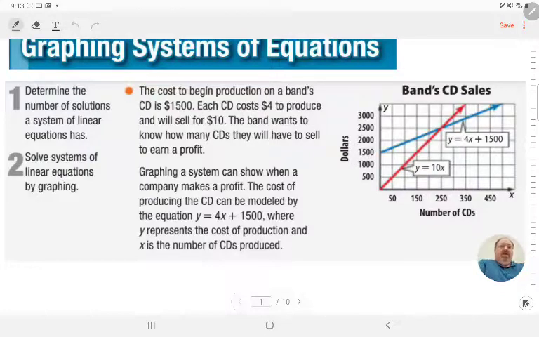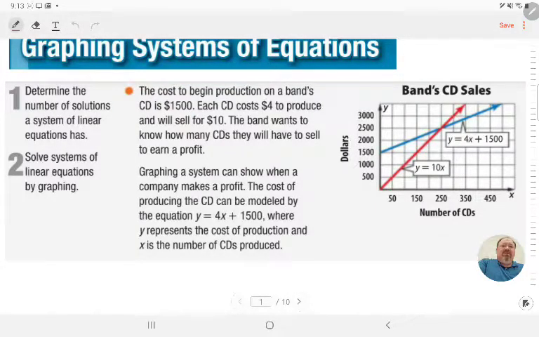Okay, so today we're going to be graphing systems of equations. We are going to determine the number of solutions a system of linear equations has, and we're going to solve a system of linear equations by graphing. So let's take a look at this little example here.